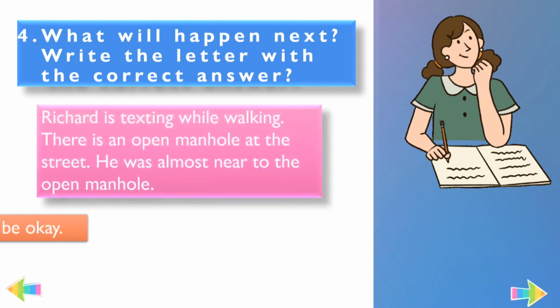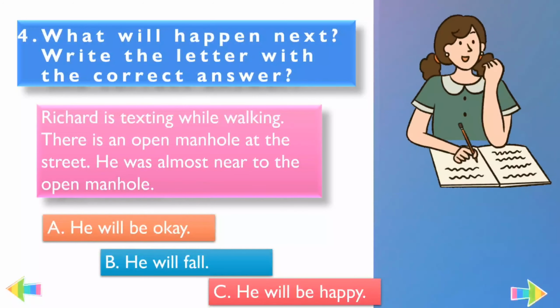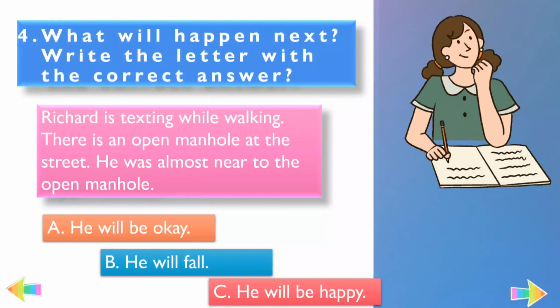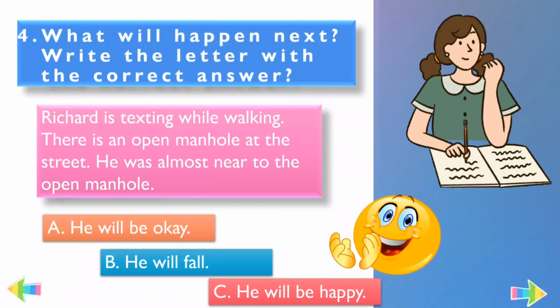Number 4. What will happen next? Write the letter with the correct answer. Richard is texting while walking. There is an open manhole at the street. He was almost near the open manhole. What do you think will happen next? A. He will be okay. B. He will fall. Or C. He will be happy. Very good. He will fall.